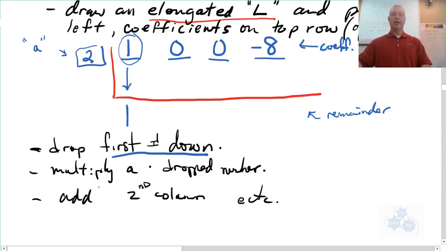The second thing, multiply your a value times the number that you drop down here. So we're going to go 2 times 1. And you're going to put the answer right here in the next column.